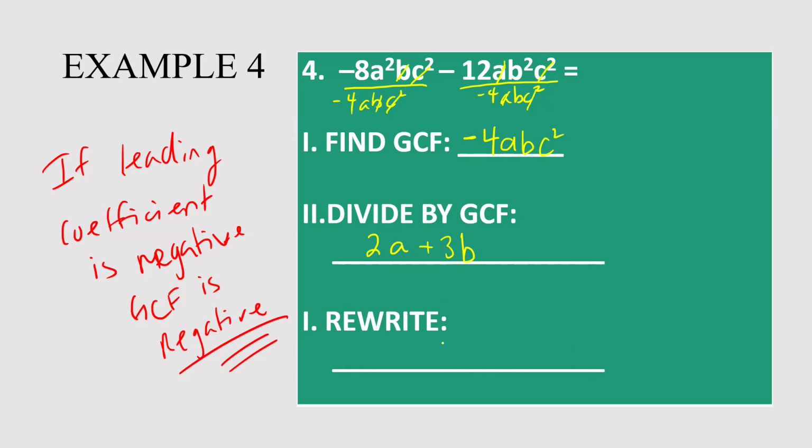So your rewrite is your GCF times your quotient. My GCF is -4abc squared. And my quotient is 2a plus 3b. And that is the factored form of that.